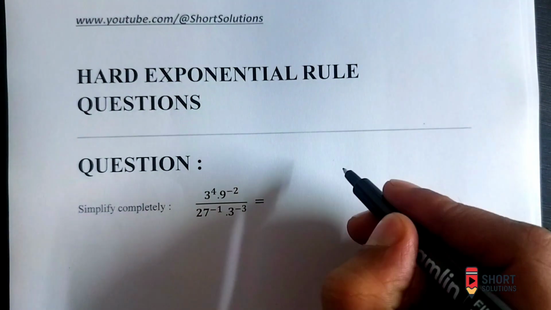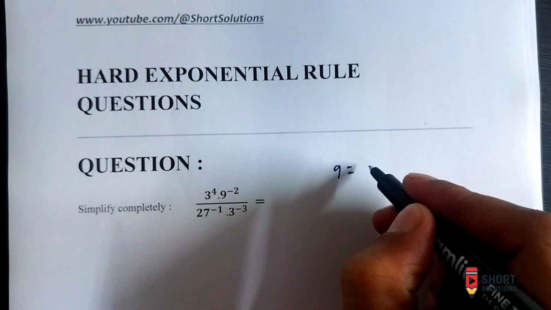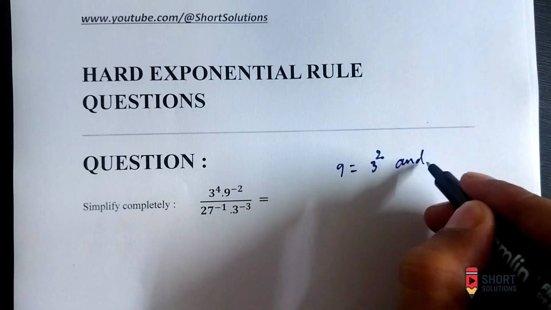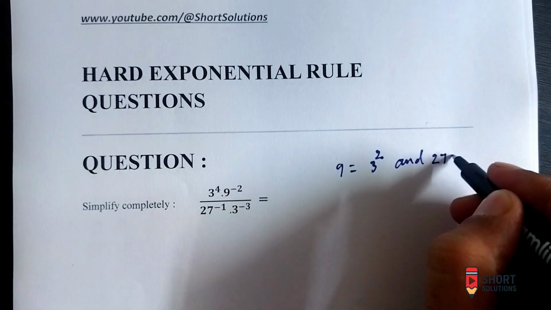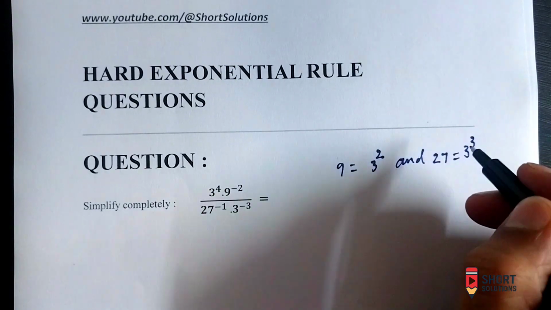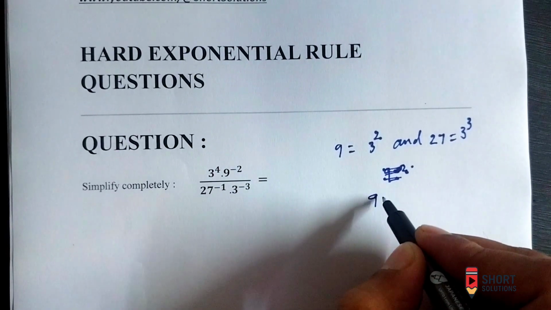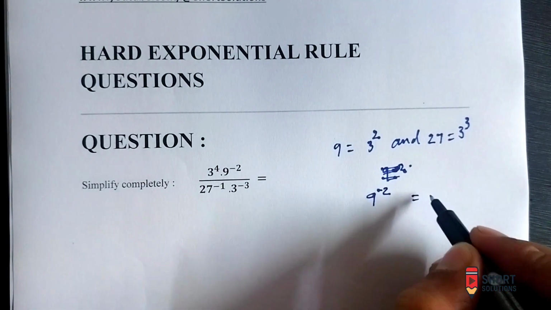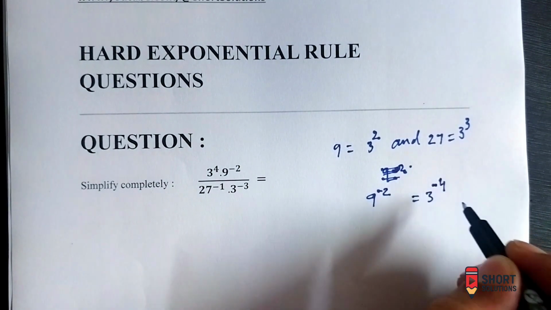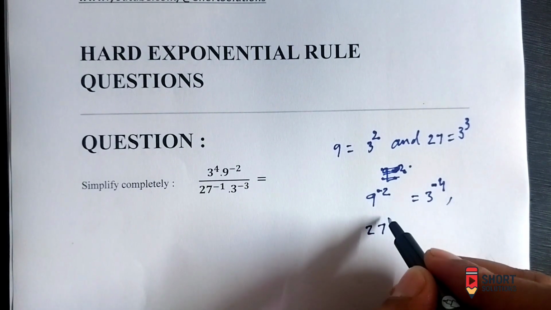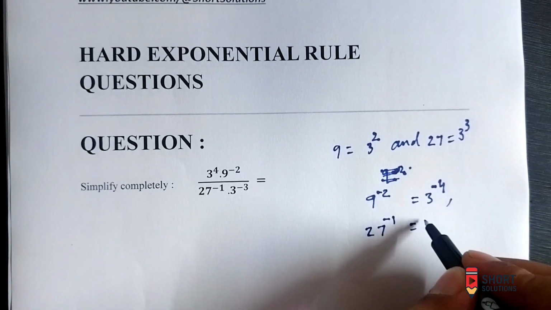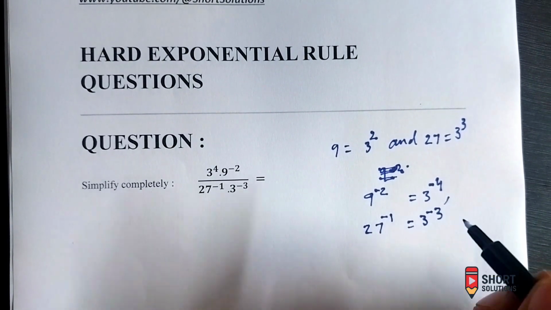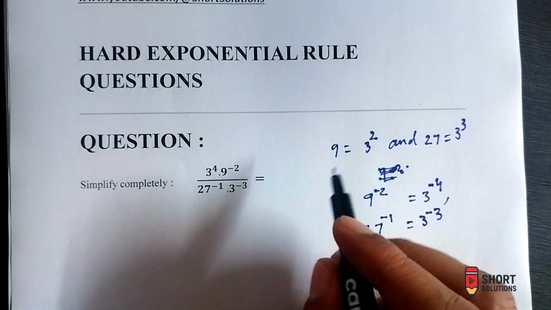Remember, 9 equals 3 power 2 and 27 equals 3 power 3. So 9 power minus 2 becomes 3 power minus 4 and 27 power minus 1 becomes 3 power minus 3. Now the whole problem is written only with base 3.